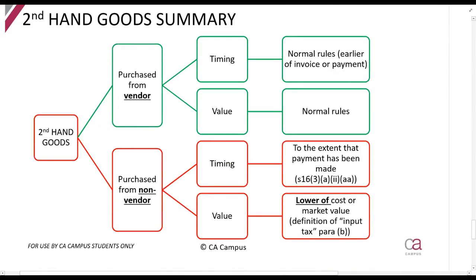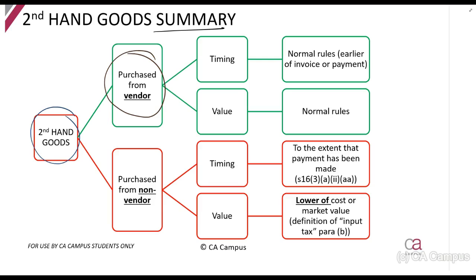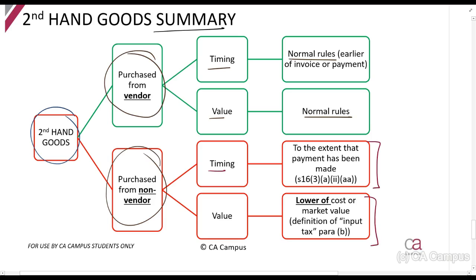So here's a summary of it, and you'll see it nicely explained in the lecture example. Second-hand goods. First thing is, if you buy it from a vendor, the person you are buying it from is a vendor, they will charge you VAT. So it's a normal transaction. So the timing and the value, normal rules. If you are purchasing it from a non-vendor, here's a special rule. The timing: to the extent that payment has been made. So you can only claim the input tax each time you pay. And the value, you use the lower of the cost or the market value.